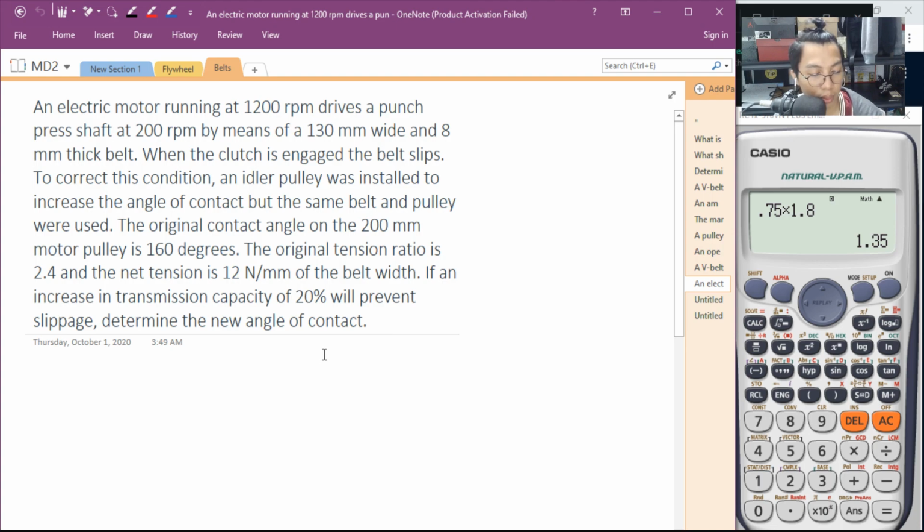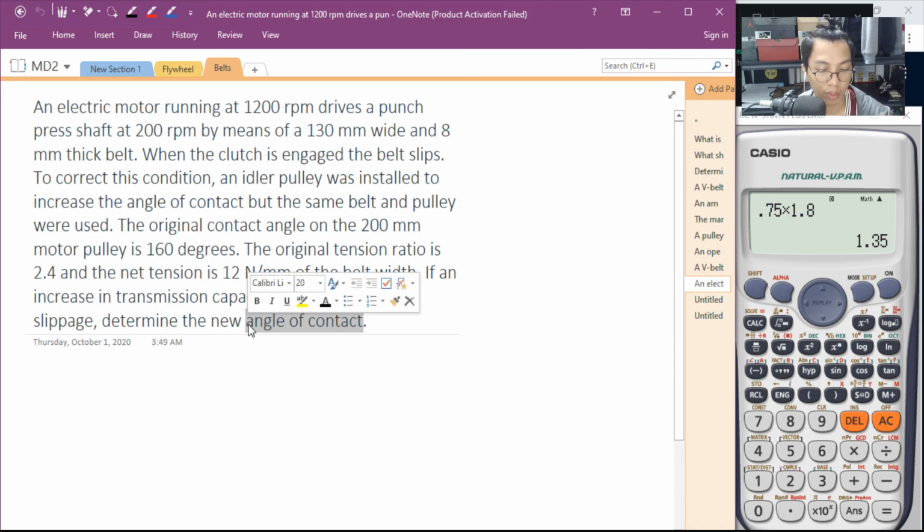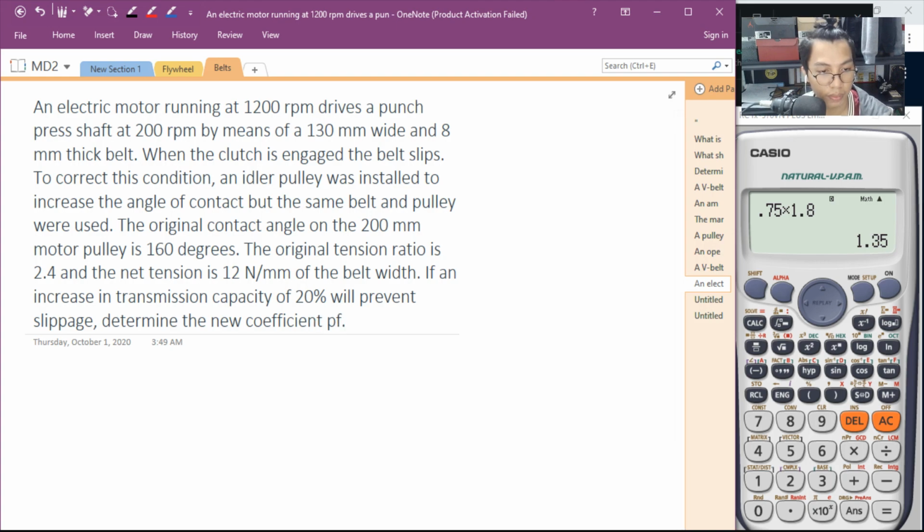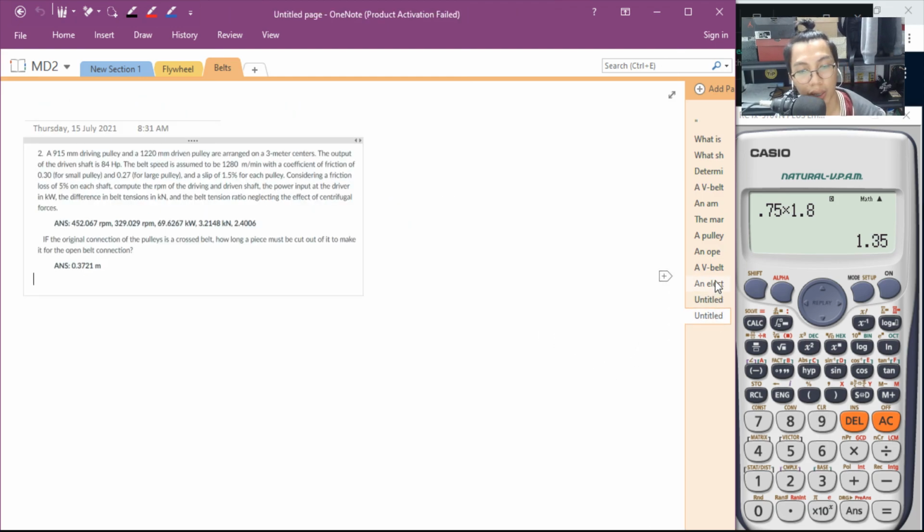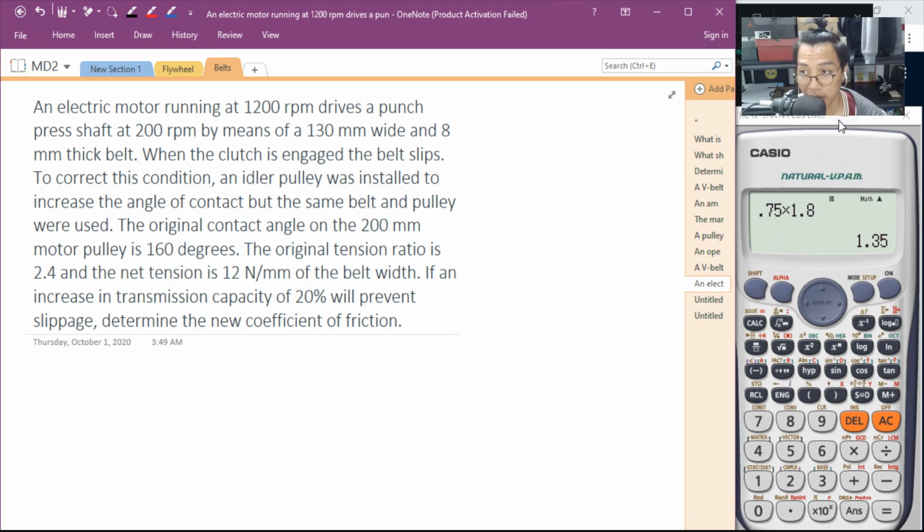The new coefficient of friction. Coefficient of friction. Let me check my notes about this and then I will follow up on this on the next part of our problem. So, meron tayong tatlo. Yan. Tatlo masasagot natin for the third part of our discussion.